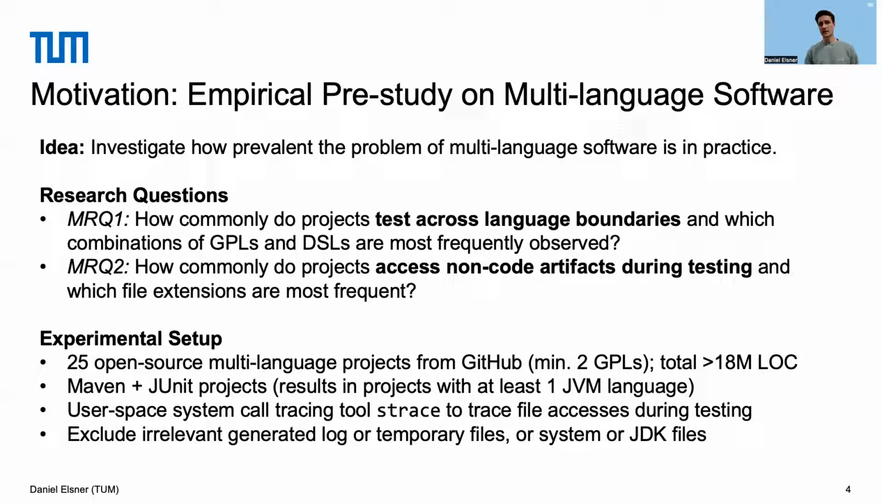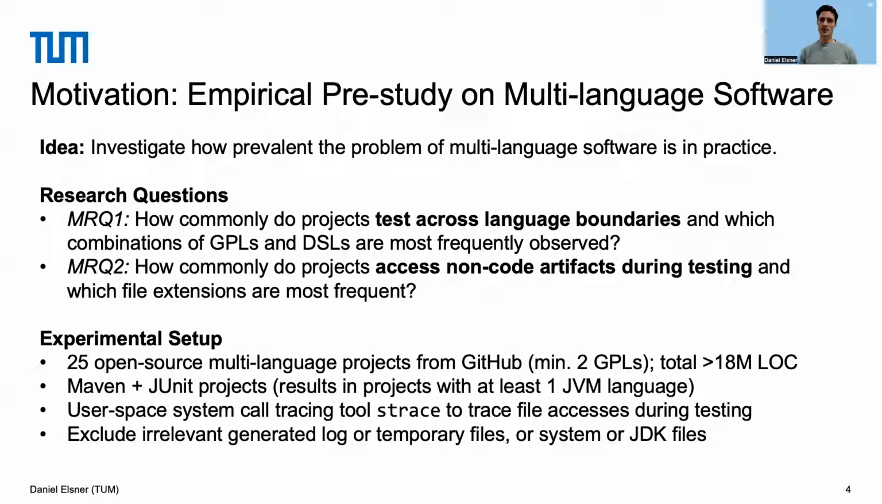The experimental setup that we chose was, we went to GitHub, we used the GitHub API and tried to find projects that are multi-language projects. And we did so by using an automated methodology. We searched for projects that use Maven and JUnit, projects that will naturally end up with a project list that use at least one JVM language, typically Java. But then we only considered those projects that use at least one other general purpose language.